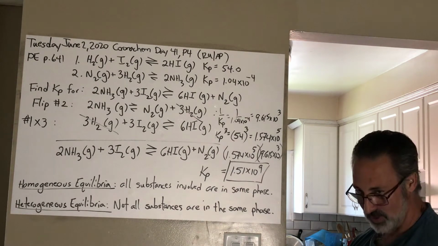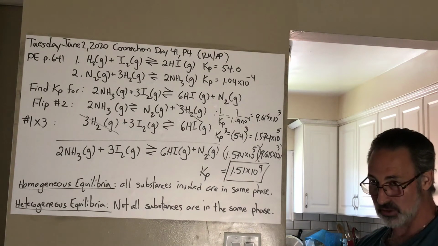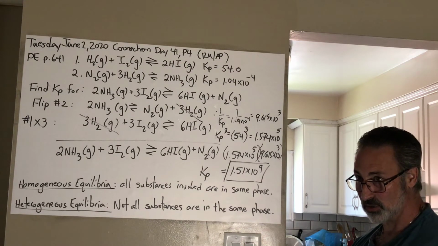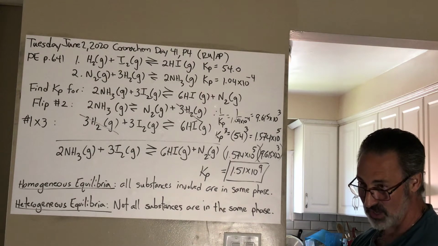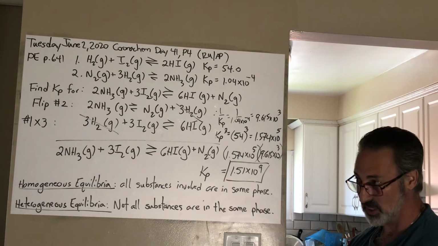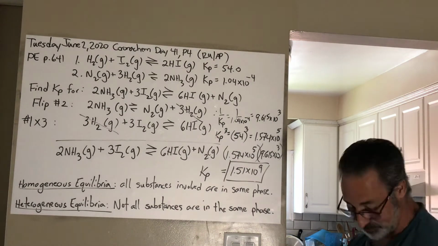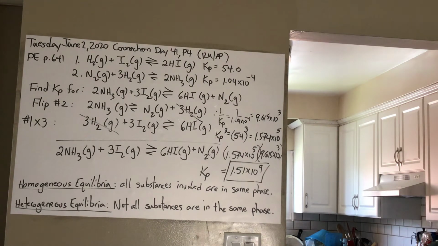Typically, I won't say typical, I'll say always, whenever you have heterogeneous equilibrium, you do not include the solid in the calculations of the equilibrium. You only include the things that are in the same phase. So if it's all gas phase, then you include gases only. If it's all aqueous phase, you only include the aqueous. You don't include a solid in an aqueous equilibrium. So the next example is where we're going to calculate the equilibrium constant for a heterogeneous equilibrium.